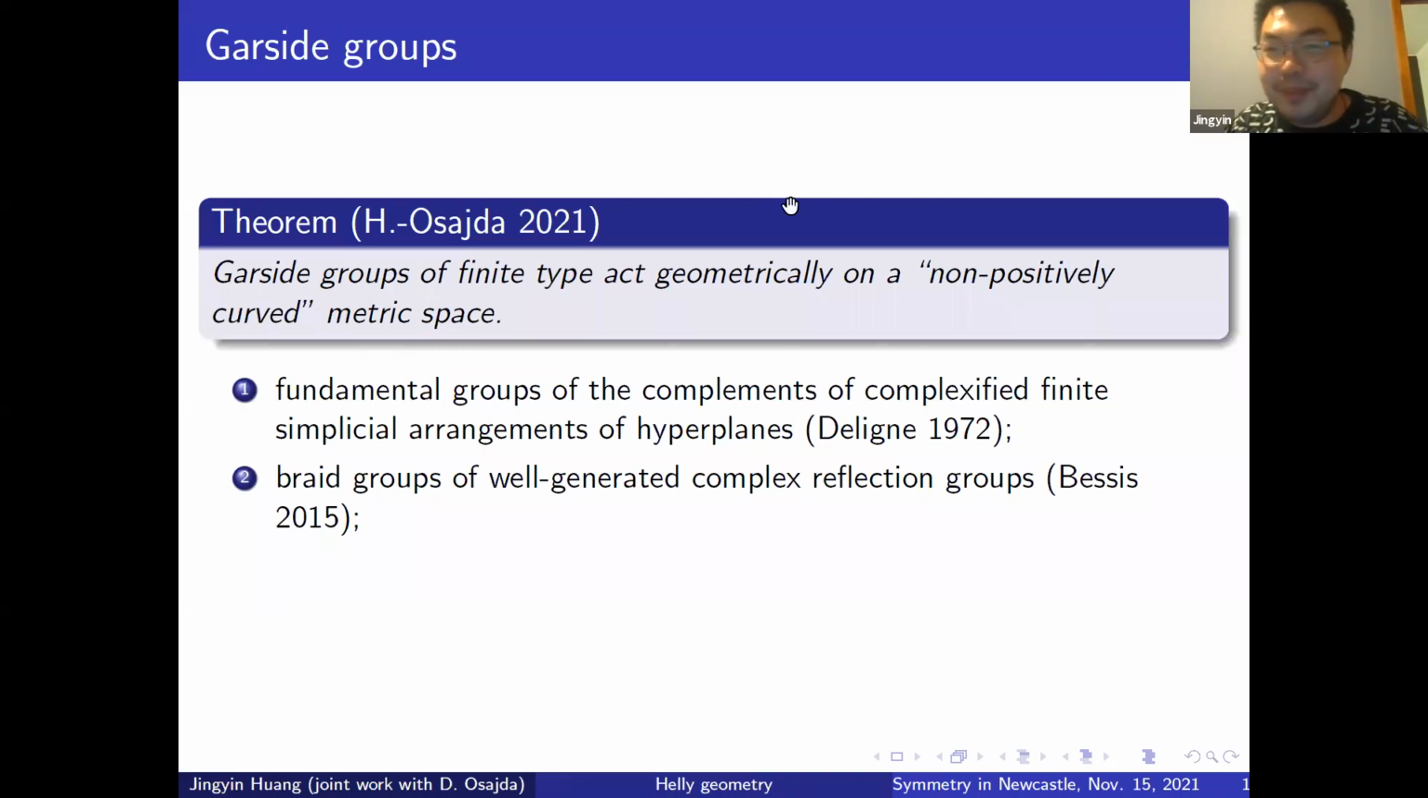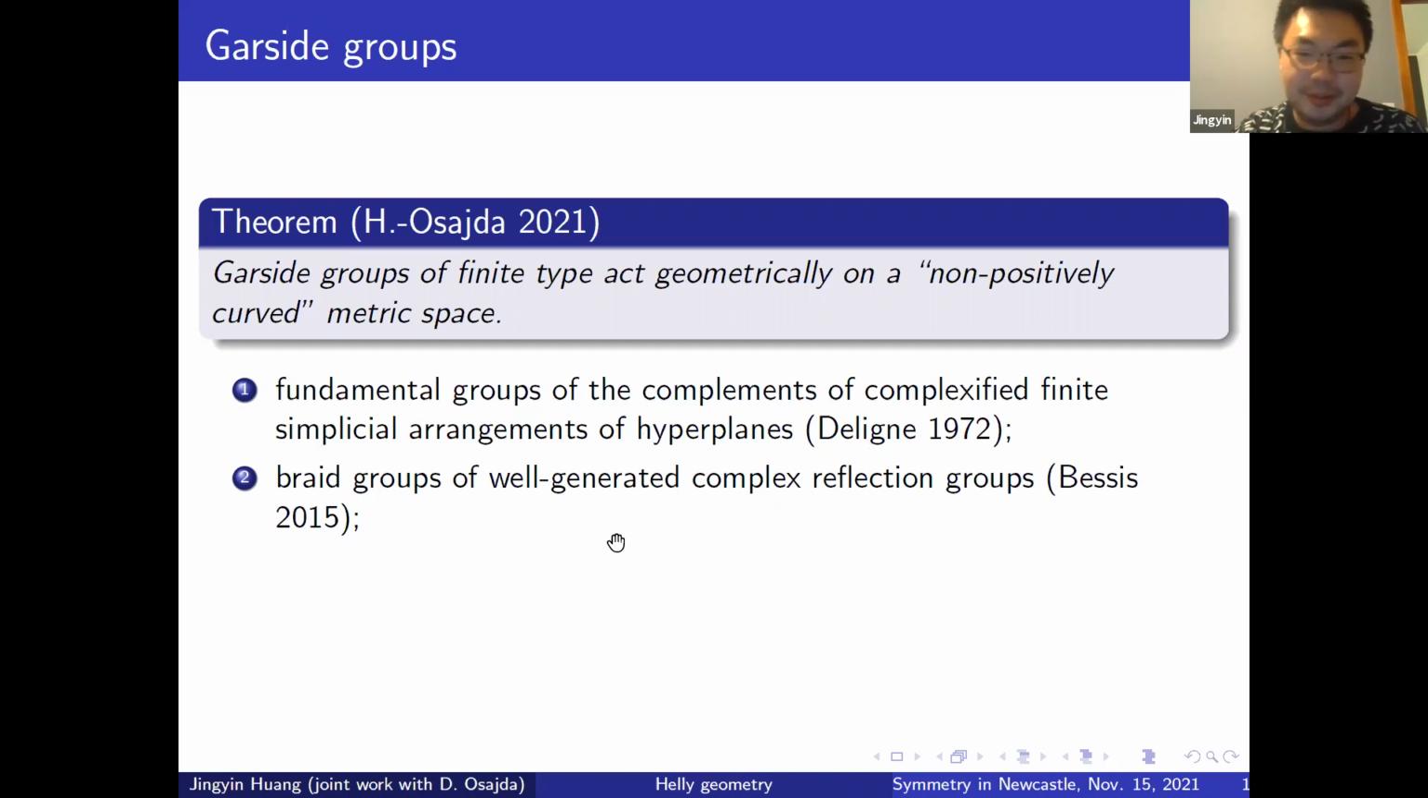If I give you C^n and I remove a collection of complex codimension one, but real codimension two hyperplanes, what can you say about the fundamental group of the complement? It turns out that many of the fundamental groups of this complement have a structure which is similar to a braid group, and this structure was axiomatized as a Garside structure, and that's how Garside groups come about. These are the examples of fundamental groups of complements of complexified finite simplicial arrangements.